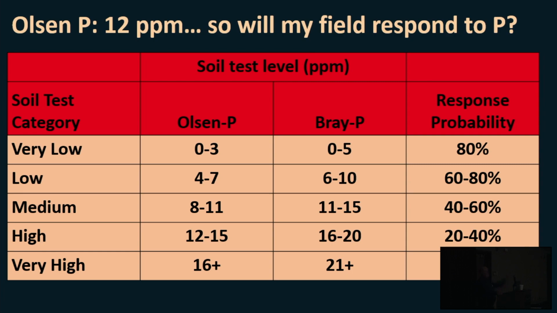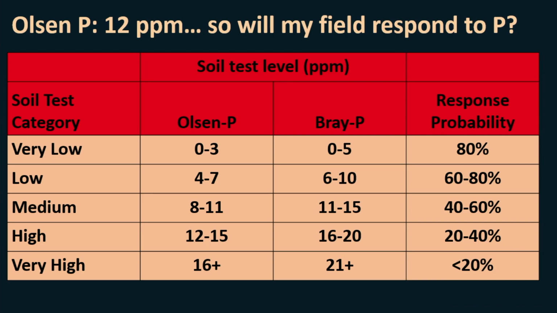Bray P is slightly higher because it's an acidic extract. It pulls more P out. But again, this is a calibration. It's nothing magical about the magnitude of the number. It's how well does the calibration work to your crop response to applied P. That's what it's all about.